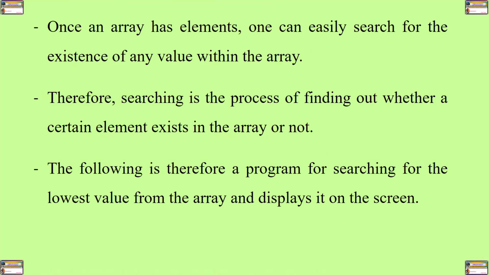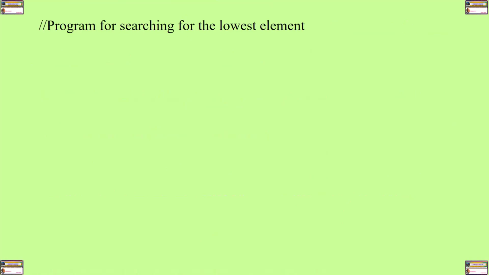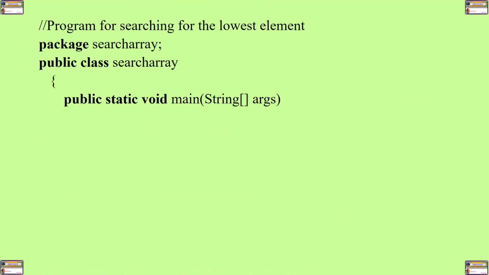The following is a program for searching for the lowest value from the array and displaying it on the screen. In this case, the output will be 18. The comment is: program for searching for the lowest element in an array. The name of the package, or the name of our project, is search array. The name of the class is search array, and its definition is as follows. One of the members of that class is the main method, which is public static void main, whose definition is as follows.